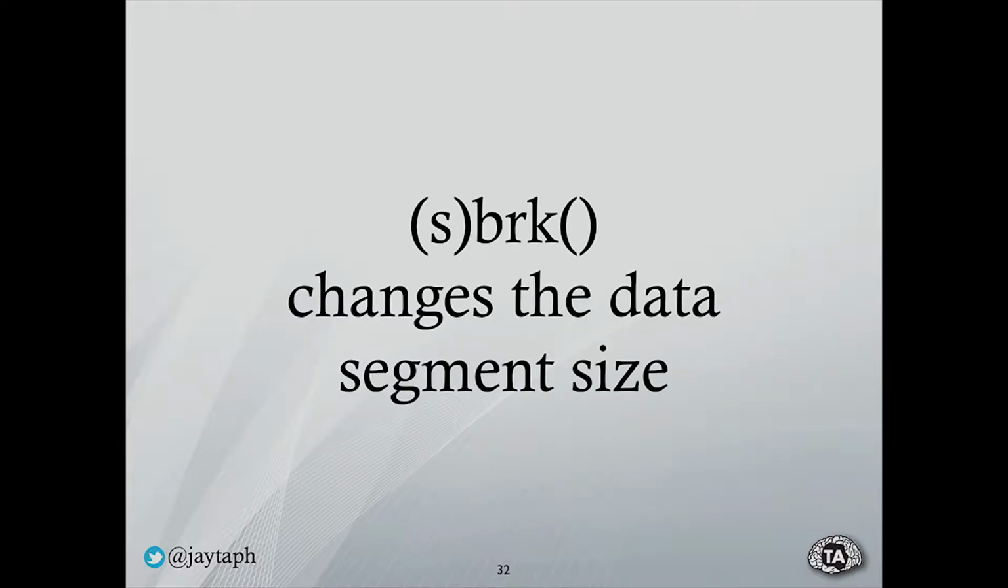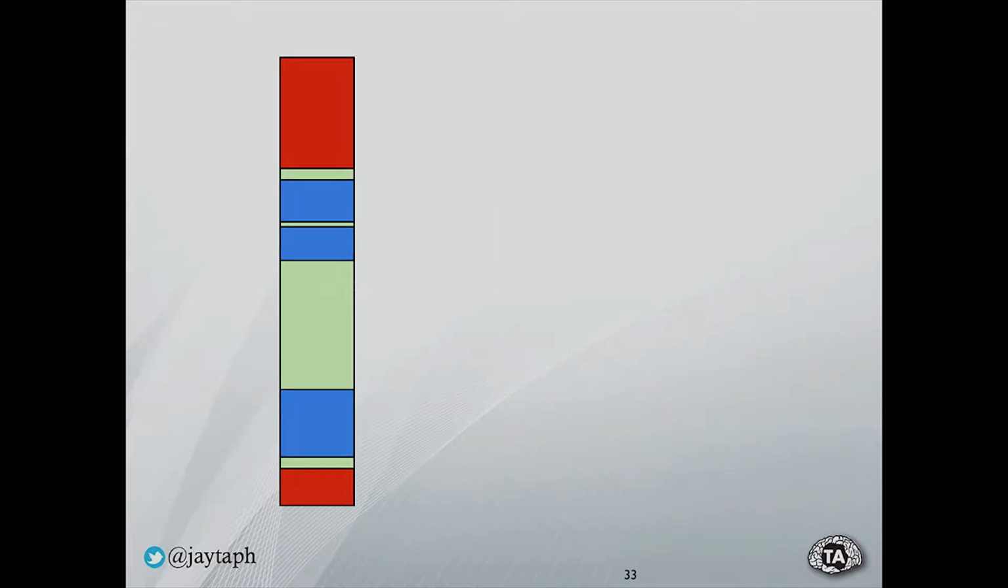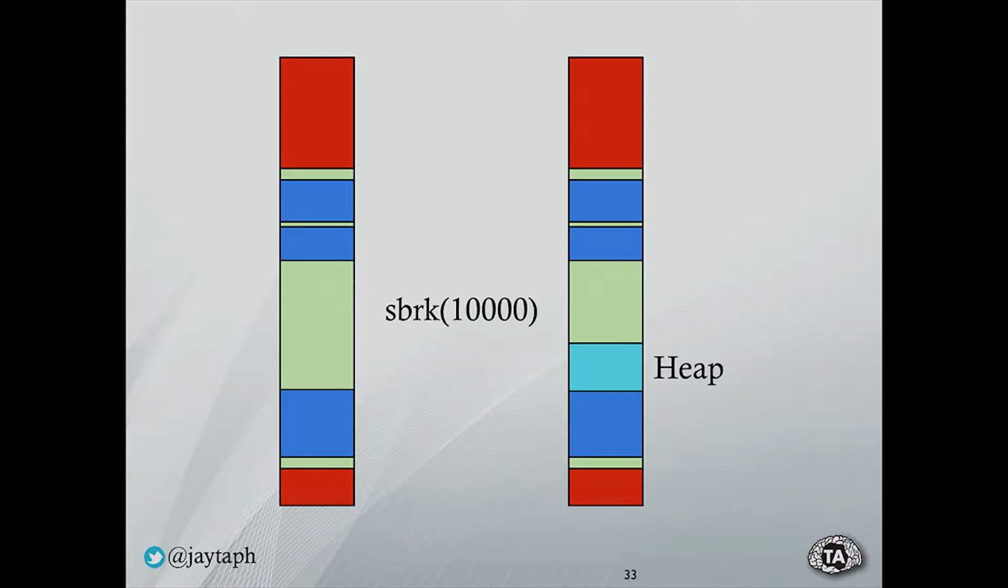What sbrk does is change the data segment size. And it looks something like this. We have our application, and we're going to say, okay, I want to reserve 10,000 bytes of memory. At that point, it's going to take a look at where the top of your application is, and it's going to add 10,000 bytes to that. So the heap, as it is called, will increase by 10,000. So now there is a light blue block where an application can actually access the memory.